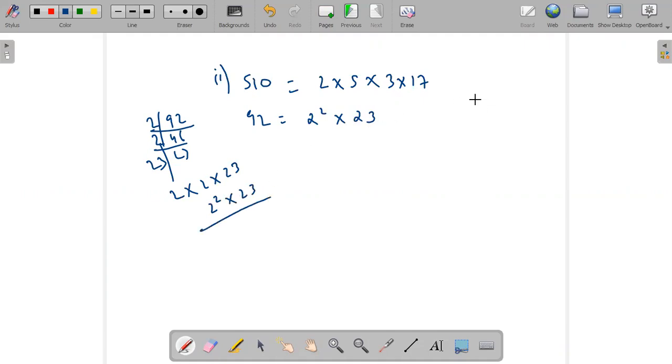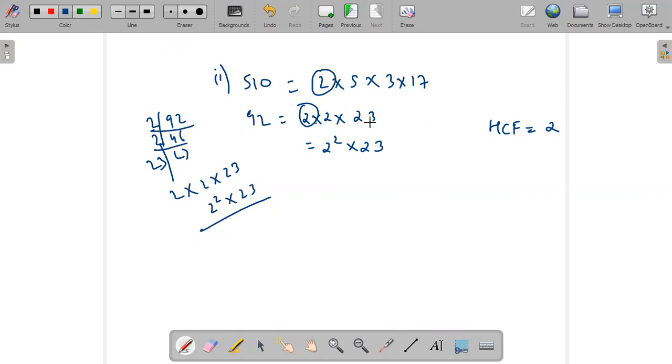Now, what is HCF? HCF is what is common. So, to make it simpler, in the first step I can show that I am writing this as 2 into 2 into 23, and then in the next step I can show 2 square into 23. Now, what is common here? 2. So that is my HCF. So HCF is 2.